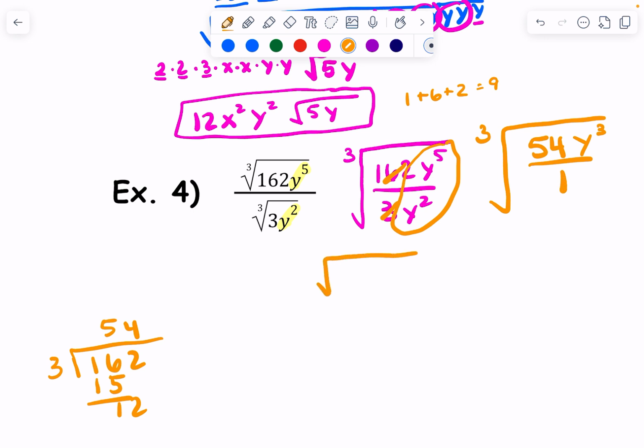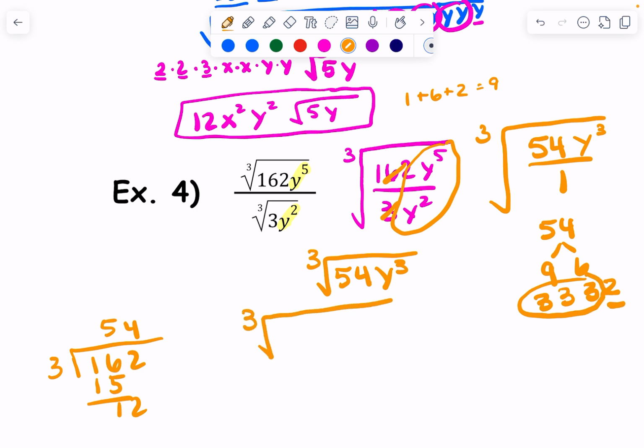So now we just have the cube root of 54y cubed. Well, 54, when we break it down, is 9 times 6. So this is 3 times 3 times 3 times 2. That gives us 3's that are going to be able to come out and a 2 that stays in. So if you can't see that, we can rewrite it. So we have 3 times 3 times 3 times 2, and then I don't want you to continue to write these out. I need you to be able to see this. So we would have a 3 coming out and a y coming out.